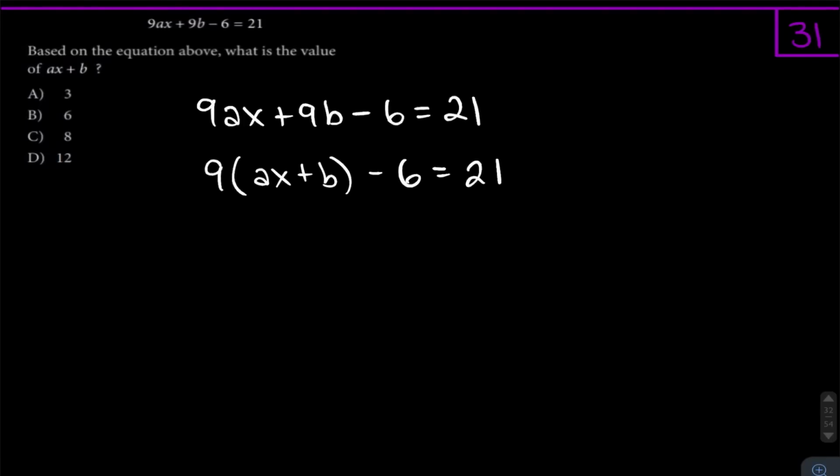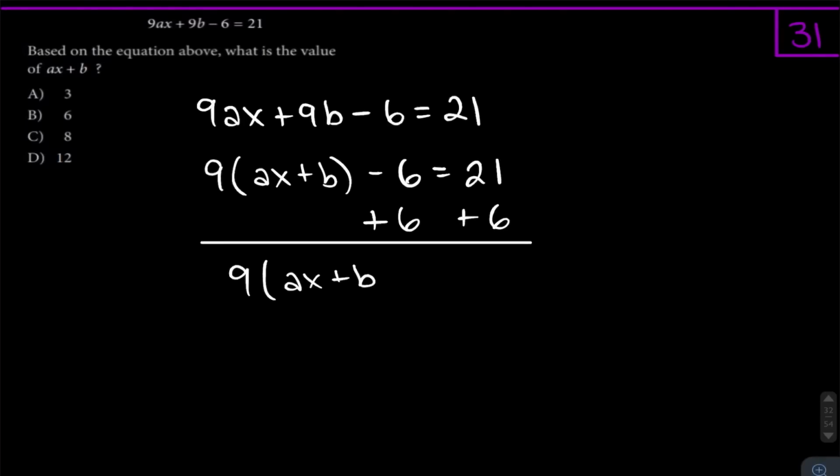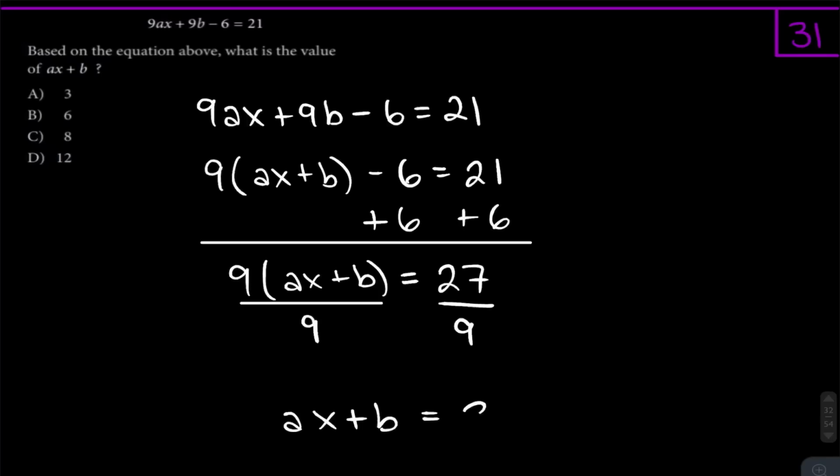Okay, so what we do right here is we add 6 on both sides. And in doing that, we get that 9 times (ax + b) is equal to 27. Then the last thing we need to do to get ax + b by itself is to divide by 9 on both sides. And when we do that, we get that ax + b is equal to 3. All right, and that right there is choice A.